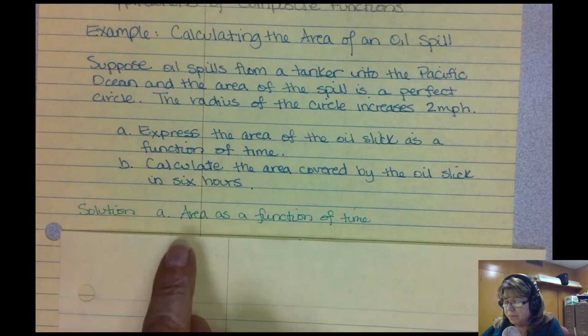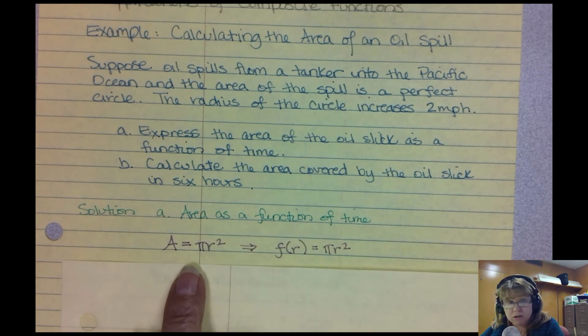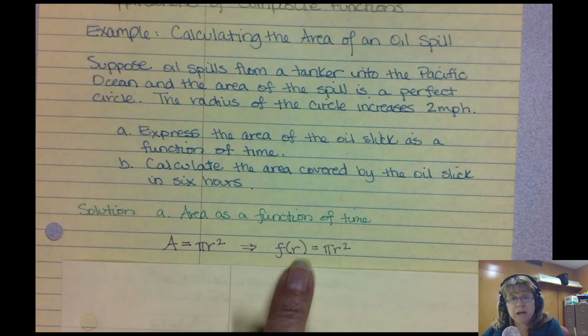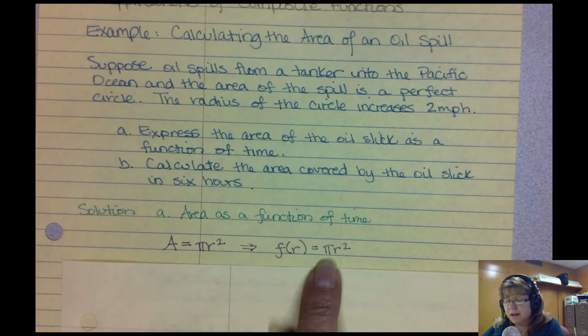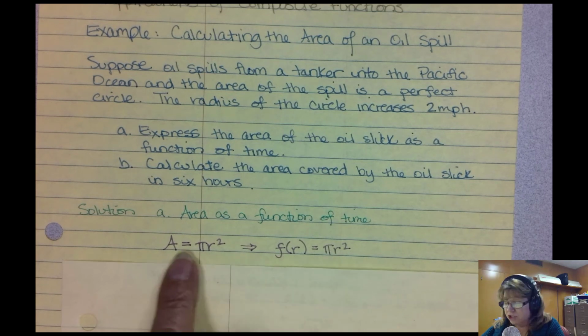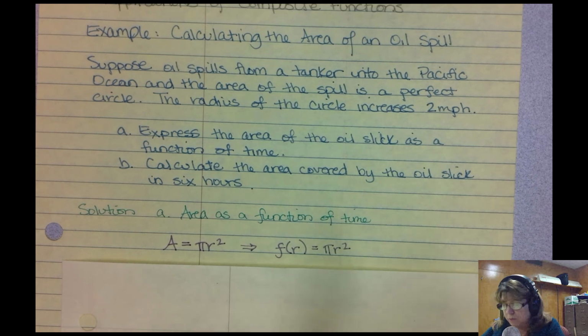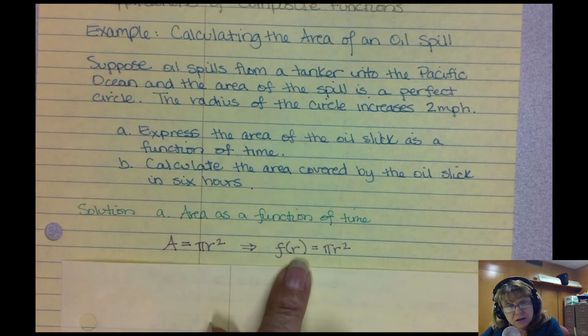So first of all, area is a function of time. We know the area of a circle is based on the radius. So area of the circle is pi r squared. So this function is actually based on the radius. So function of r, f of r, is pi r squared. I've just replaced the a with function notation and called it f. I could have called it a, doesn't matter, but we'll call it f of r. But it's based on the radius.